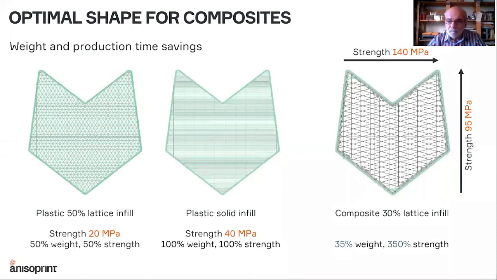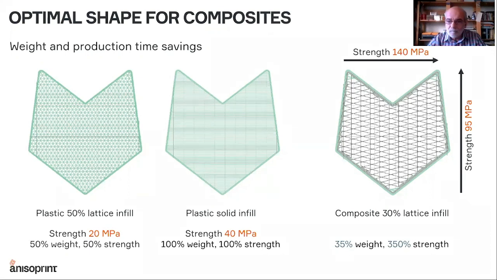How can you benefit from lattices? That's a simple example of how one can benefit from composite lattices in 3D printing. Imagine you have just a plastic printed part, and of course it will have the highest strength if it is fully 100% solid, so 100% strength, 100% density. With a plastic cellular infill, you can reduce the weight, the print time, and the material usage, but you will always lose in strength and properties.